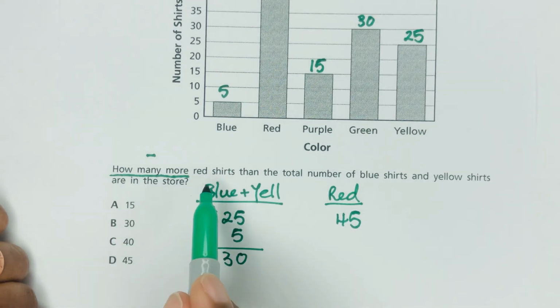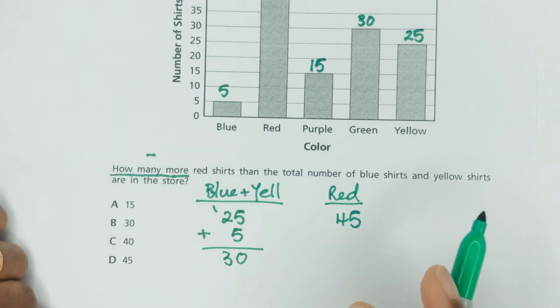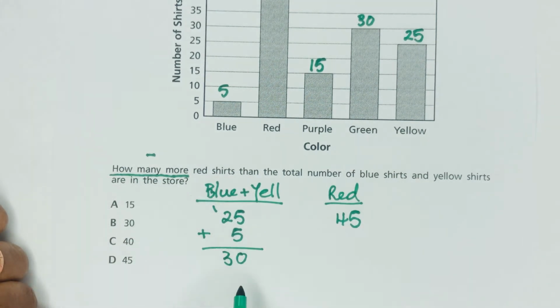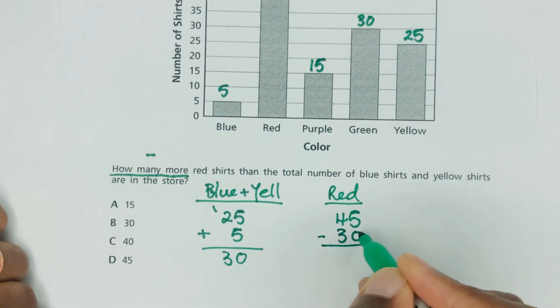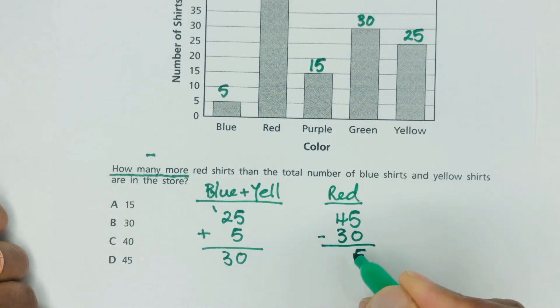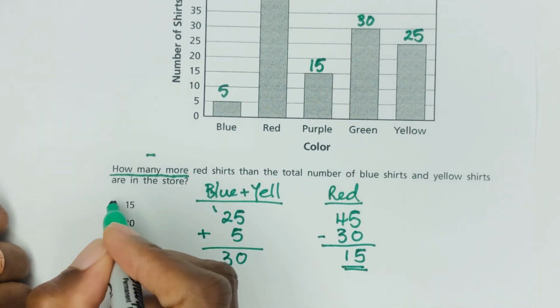Now, how many more red shirts than the total of blue and yellow? So that's where the subtraction comes in. So we subtract the 30 from the 45. 5 take away nothing still gives us the 5. 4 take away 3 is 1. So that gives us 15. Let's look at our choices. And the answer is A.